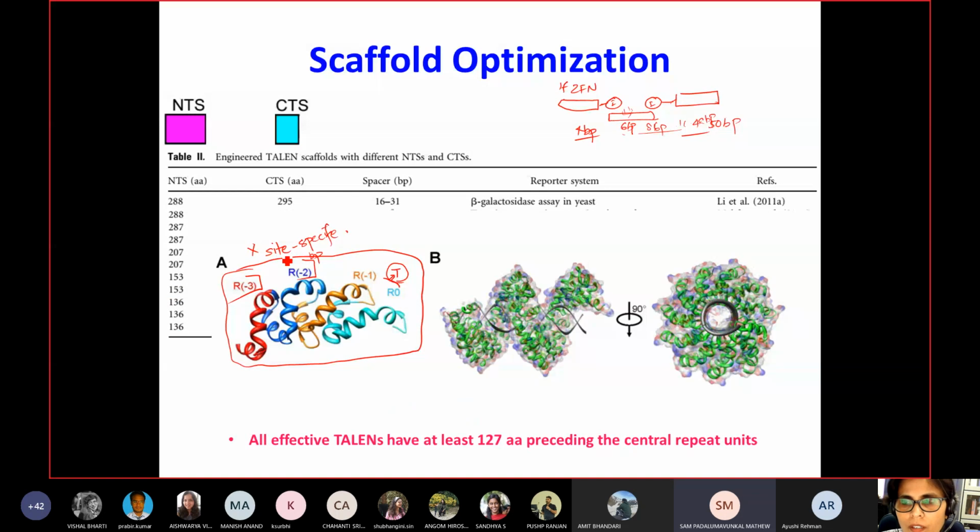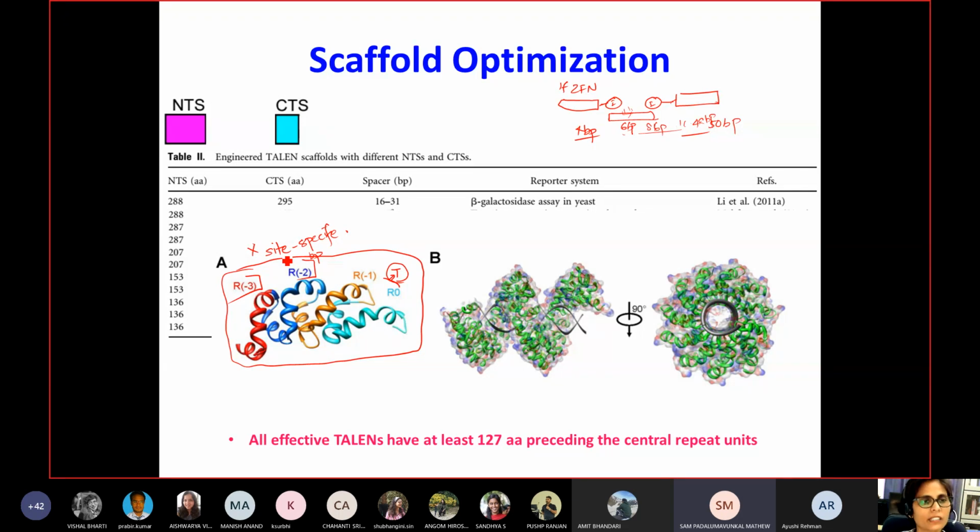Okay, ma'am. But ma'am, I have another question. When comparing this with zinc fingers, wouldn't it be preferable to use zinc fingers because of the smaller protein size, and the fact that each finger can take care of at least three amino acids?